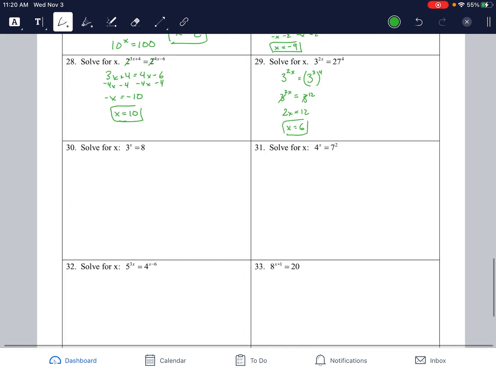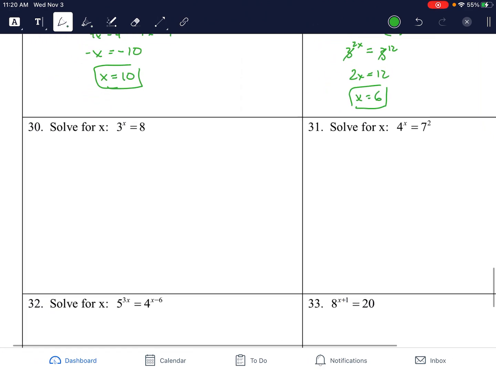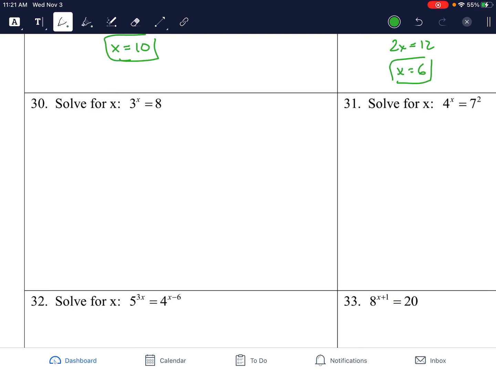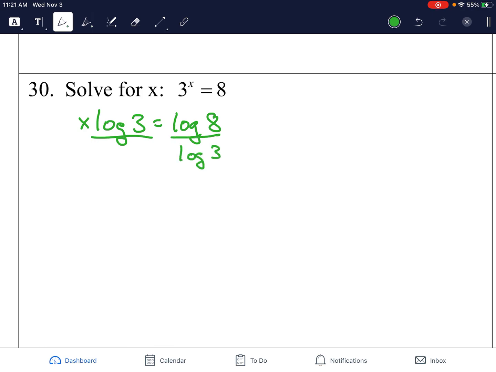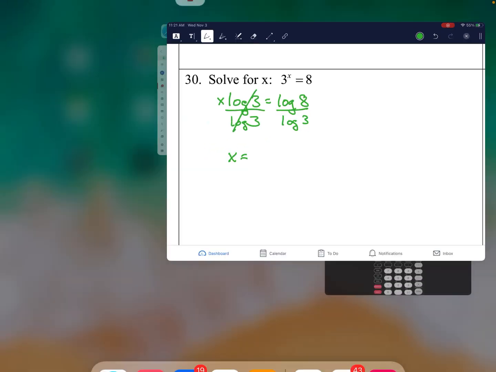The last grouping, last 4 questions, are using logs to solve this. All right, so we're going to change this problem into x times log of 3 equals log of 8. Okay, to do this, we have to divide both sides by log of 3. So that will cancel out, and you'll get x is equal to, and I'm going to put this on the calculator, log of 8 over log of 3.